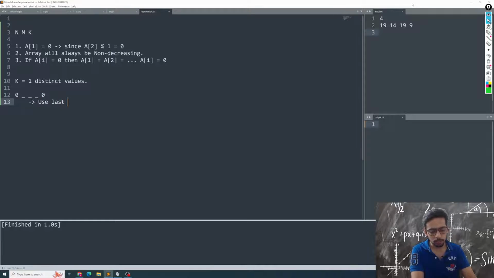So for k equal to 1 distinct value, there is just one possibility. Use the last number as 0, and that's all. For k equal to one distinct value, the output is 1. You have to use the last number as 1. How about k equal to two distinct values?